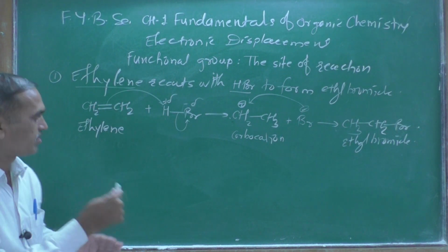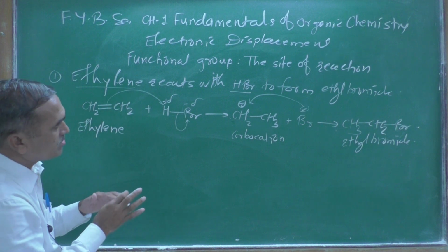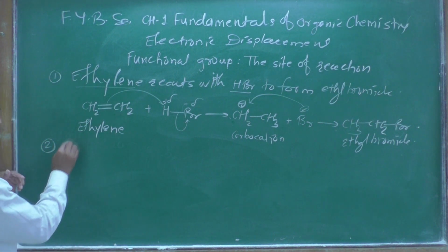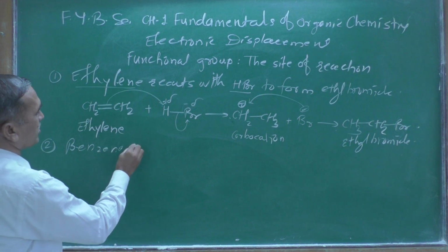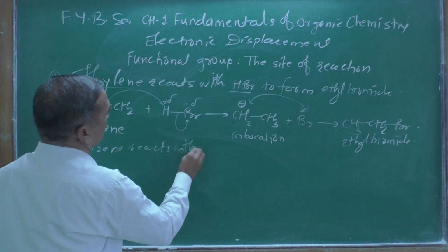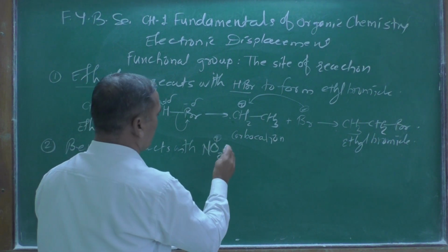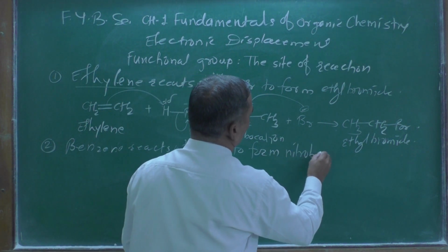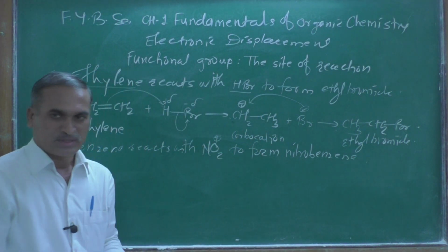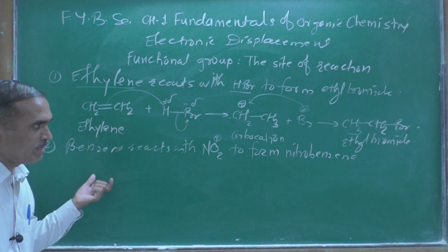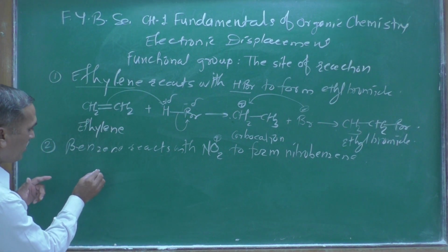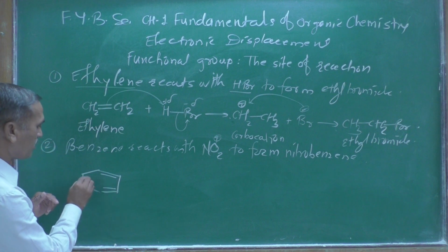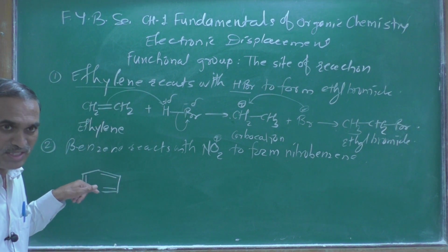Now let us look at another example. Second example: as everybody knows, benzene is aromatic in nature, and this benzene reacts with NO2 plus, meaning the nitronium ion, to form nitrobenzene, right? Now most of you may be knowing the structure of benzene, right? You all know the structure of benzene. This is a cycle with alternating carbon double bonds, and that is the structure of benzene.